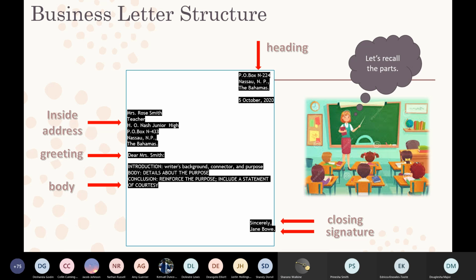Okay, so they're saying to request, application, complain, congratulate. To thank you letter, Gracious saying, very good. All right.